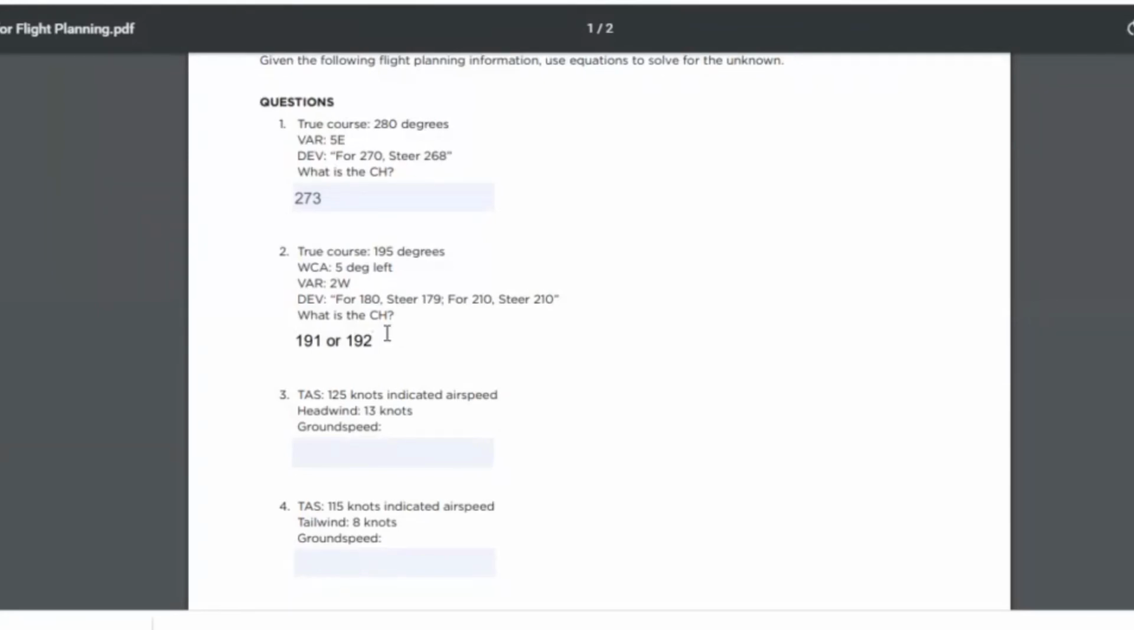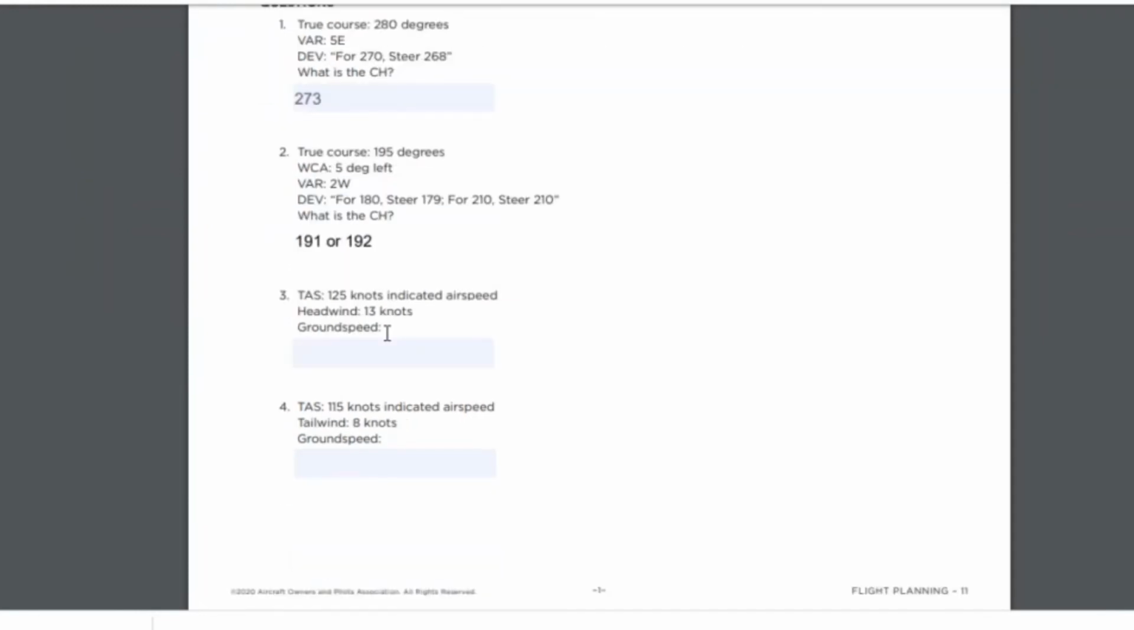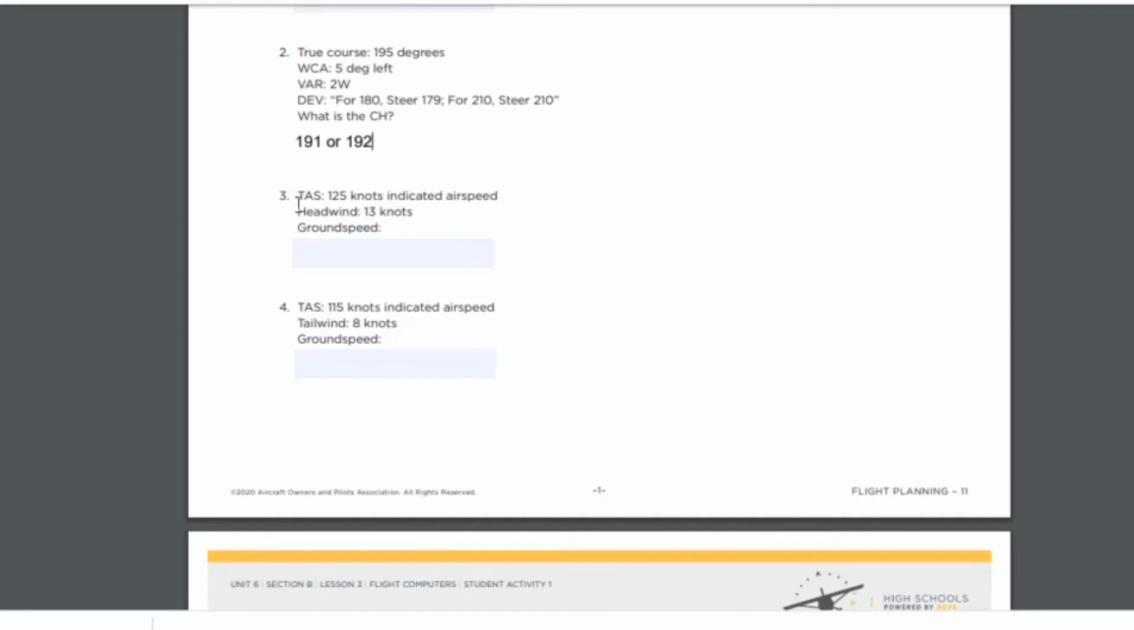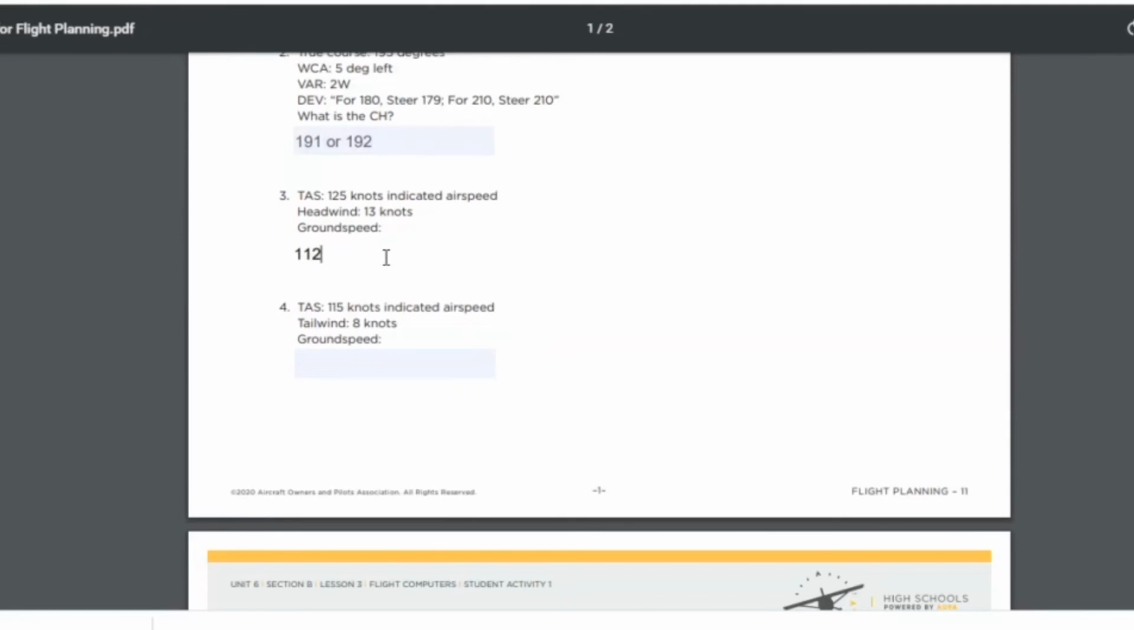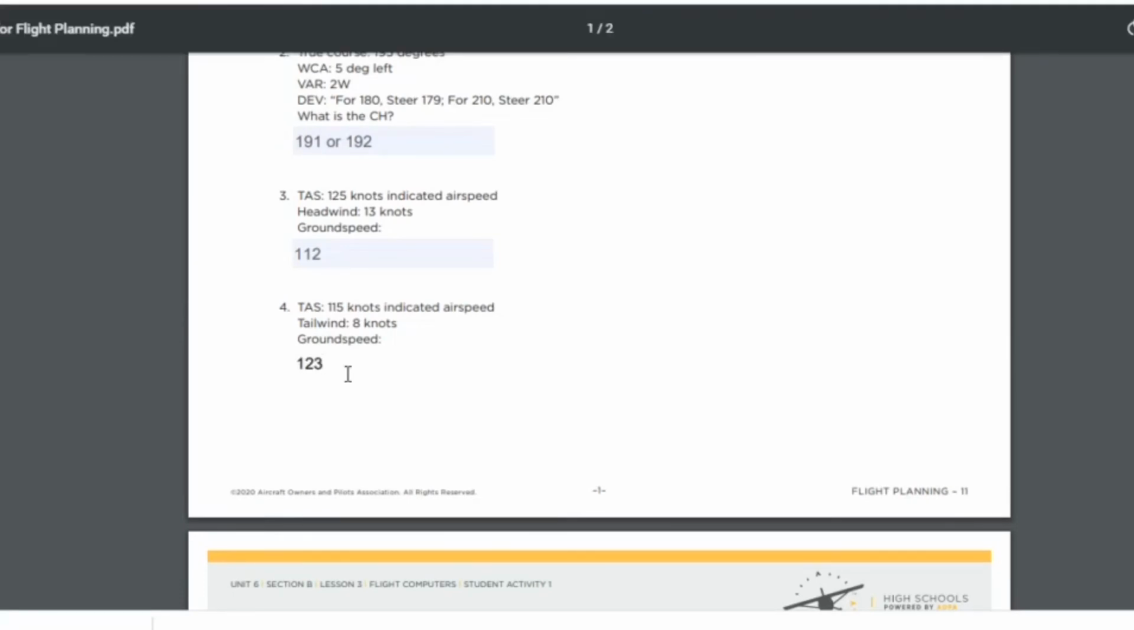And so now you've corrected for wind, variation, deviation. Now, as you did that calculation in the CX2, you'd also get ground speed to calculate the time, fuel, and distance. It's kind of a multi-step process, but looking at this, it says, question 3, the true airspeed, if it was 125 knots and you had a 13 knot headwind, what would be your ground speed? 112. Yep, it's going to slow you down. If you had 115 knots with an 8 knot tailwind, that would do what? It'd speed you up.